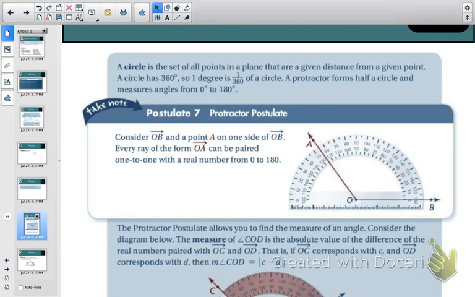So the protractor postulate says, consider ray OB and point A on one side of OB. Every ray of the form OA can be paired 1 to 1 with a real number from 0 to 180. So basically, you can measure any angle that goes from OB and then has another ray OA. So anywhere out here you can give an angle measure. As long as you have one ray as your base, OB is our base, then we can measure any other ray. And that gives us the measure of the angle. Okay, so the protractor postulate allows you to find the measure of an angle.